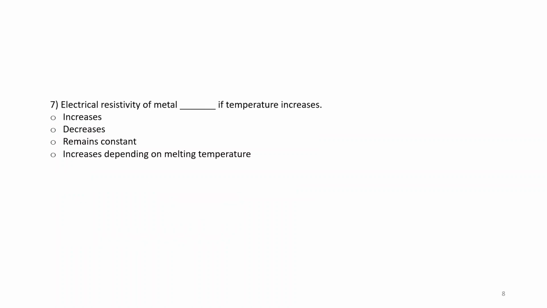Next question is electrical resistivity of metal blank if temperature increases. So this is related to the electrical properties of materials. So in that case, if you increase the temperature, your electrical resistivity of metal either increases, decreases, remains constant, or increases depending on the melting temperature of metal. So the answer will be increases. So you have to particularly remember whether it's asking resistivity or conductivity, because these are inversely proportional to each other, resistivity and the conductivity.